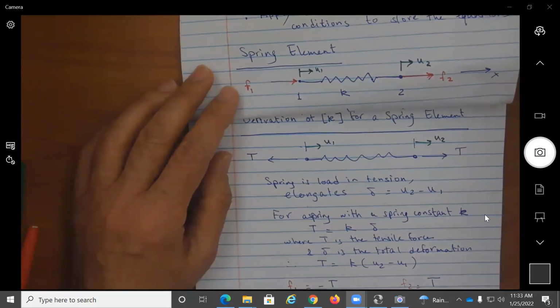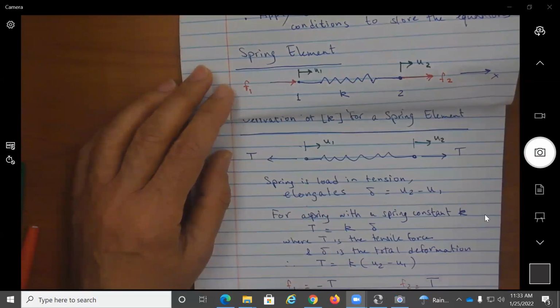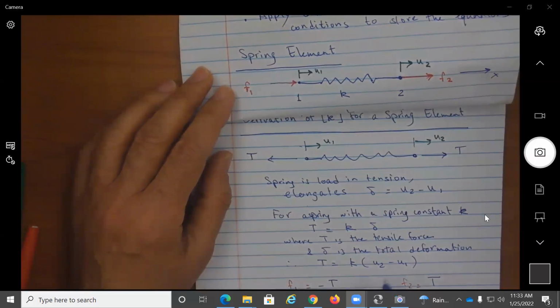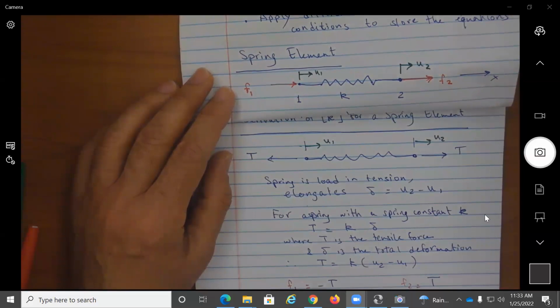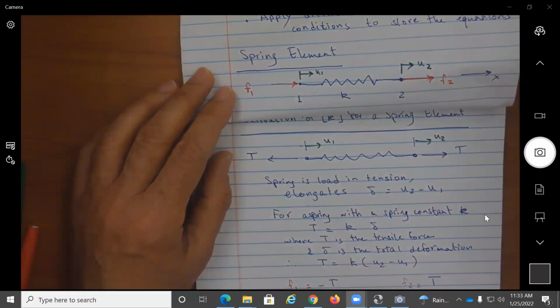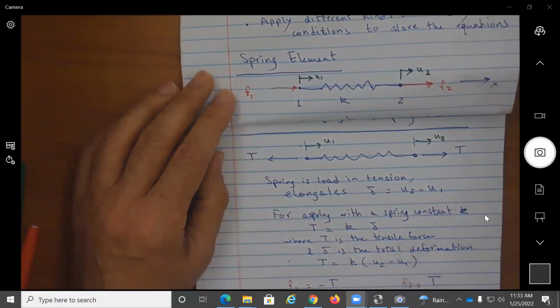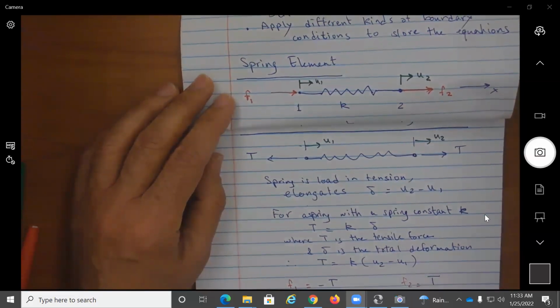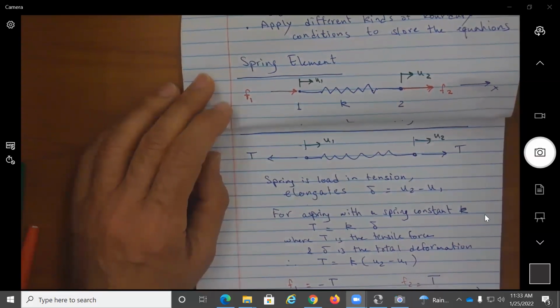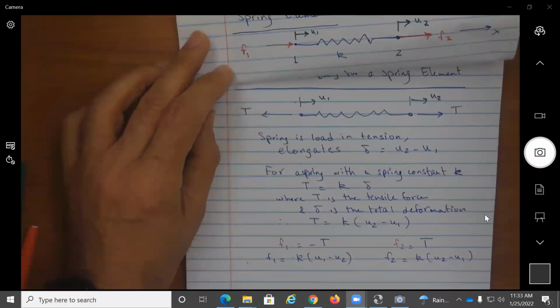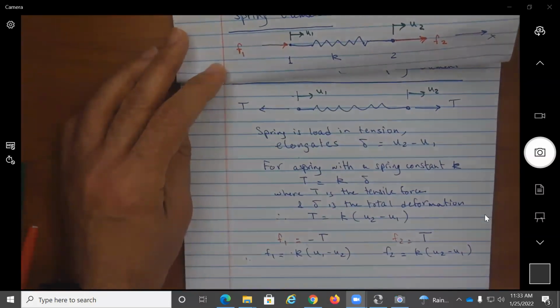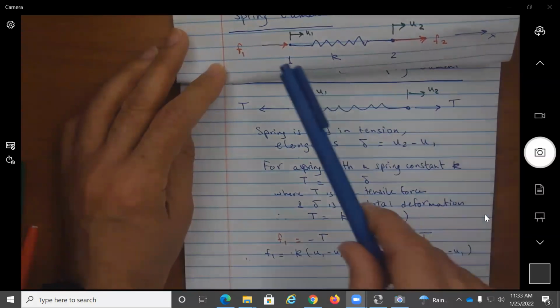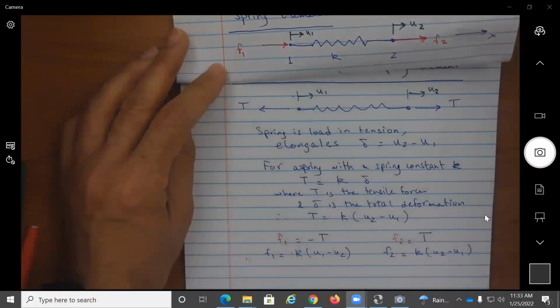If F1 is equal to minus T, I can say that F1 is equal to, I will just change the order here, and we'll write it as K multiplied by U1 minus U2. And for F2, I would say F2 is equal to K times U2 minus U1. I hope you're all able to make the relation between these figures. Okay.